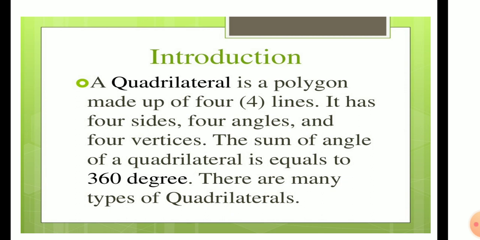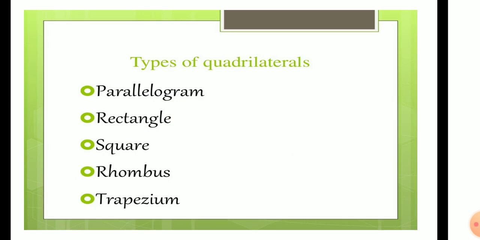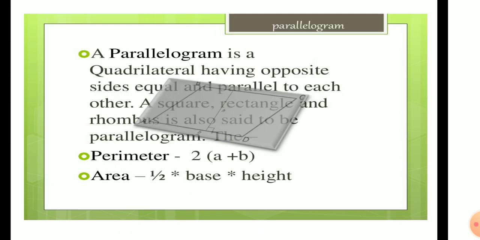Now there are many types of quadrilateral. So now, one by one, we will discuss the types of quadrilateral. The main type is the parallelogram. Then after that we have rectangle, square, rhombus, trapezium. So firstly, see about the parallelogram.